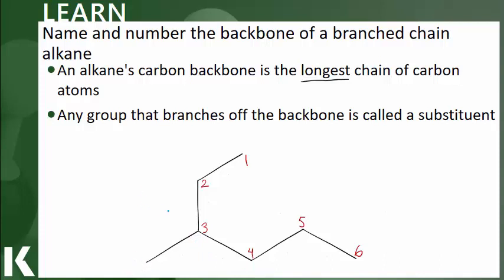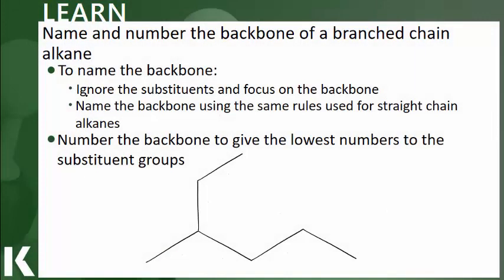Notice that after we numbered this carbon backbone, we still have an entire carbon that's not numbered. Any group that branches off the backbone is called a substituent. To name the backbone, ignore the substituents and focus on the backbone. While the substituent is important in naming the entire molecule, naming the backbone is solely dependent on the carbons we numbered. To name the backbone, we apply the same rules used for straight chain alkanes.